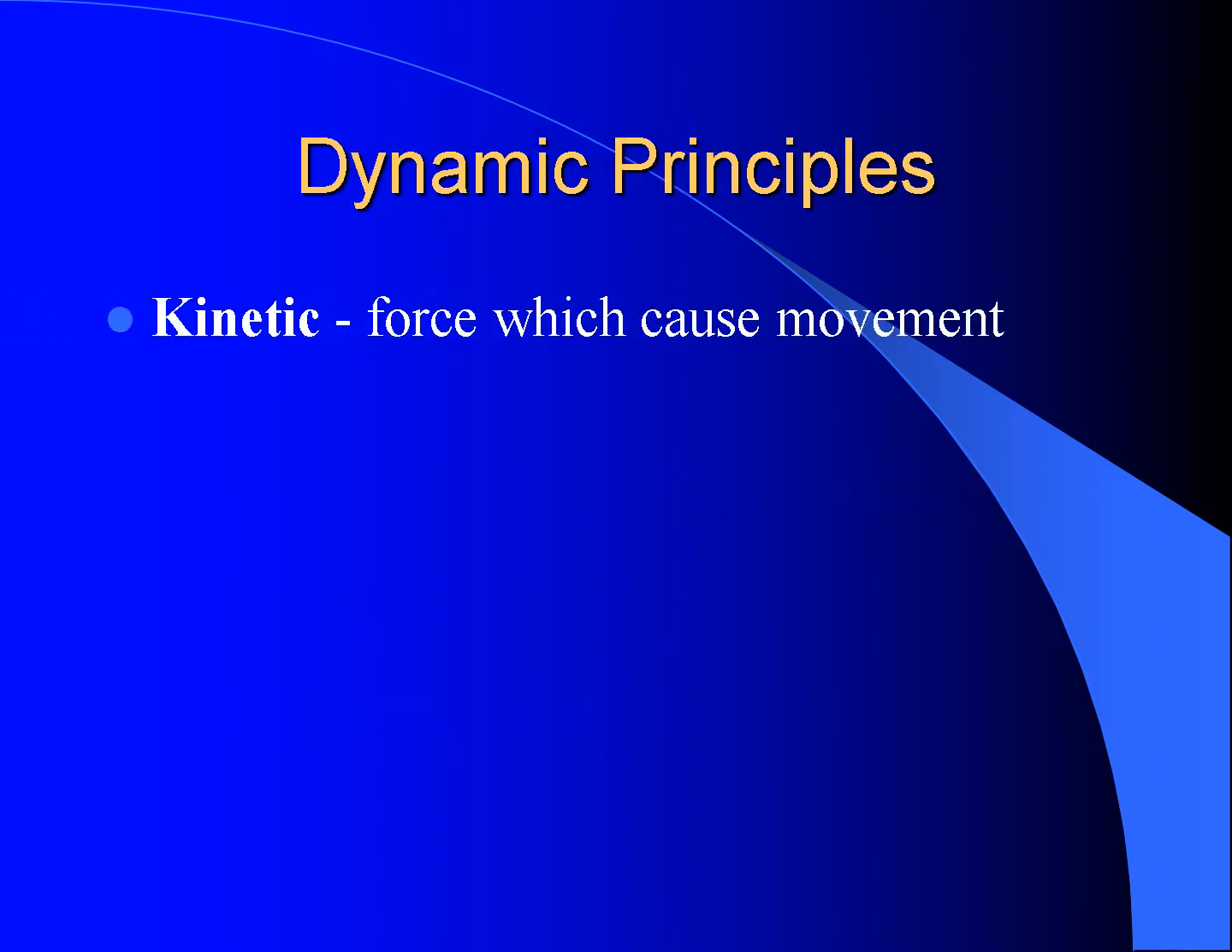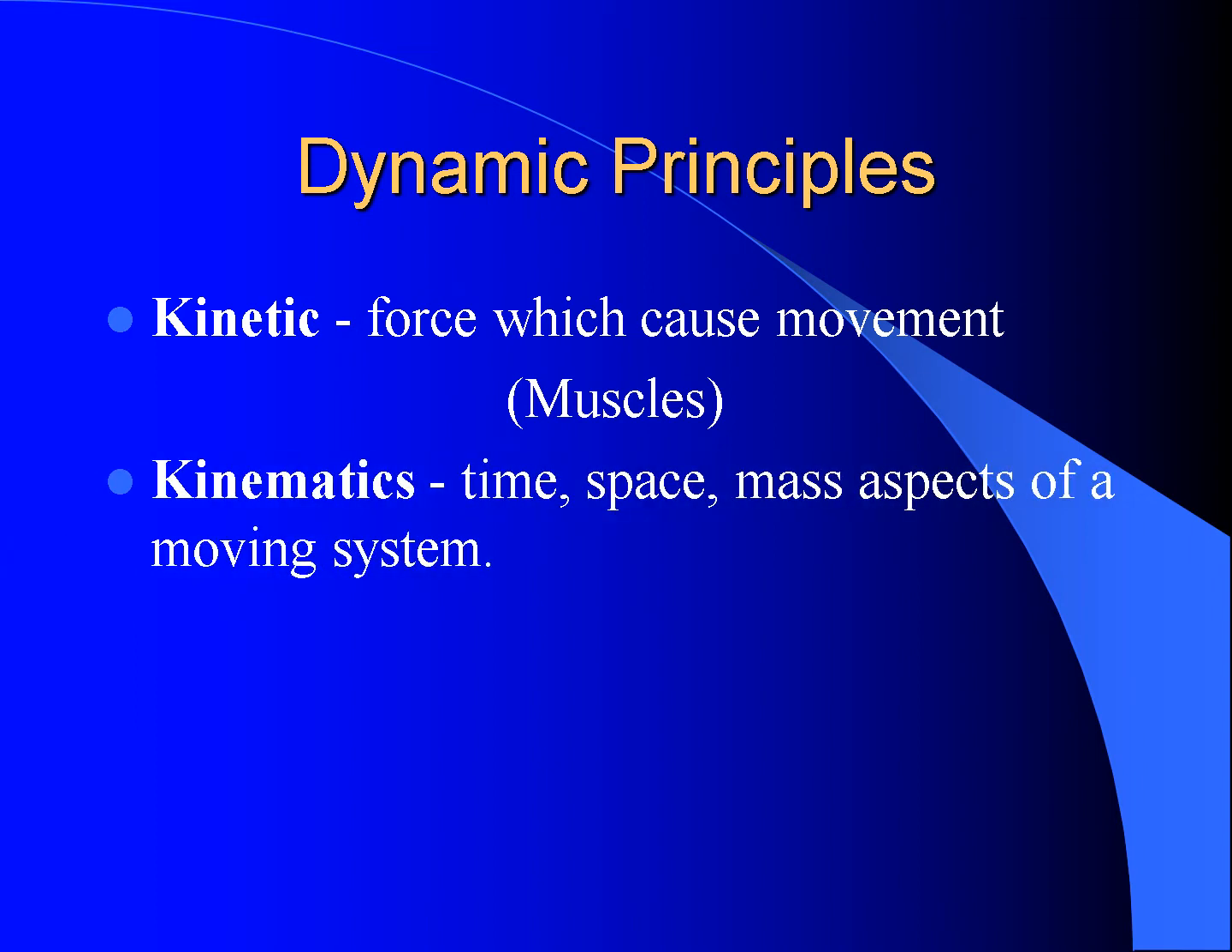Kinetics are forces that cause movement. Now, in the human body, the force that causes movement is a muscle. Kinematics are elements of time, space, and or mass, types of aspects that affect a moving system. And when we discuss kinematics, we're going to focus very much on things like the joints. Now, there are osteokinematics, which relate to the movement of bones, and arthrokinematics that relate specifically to the movement that occurs at joints. And we'll get into that a little bit more in the next week or so.